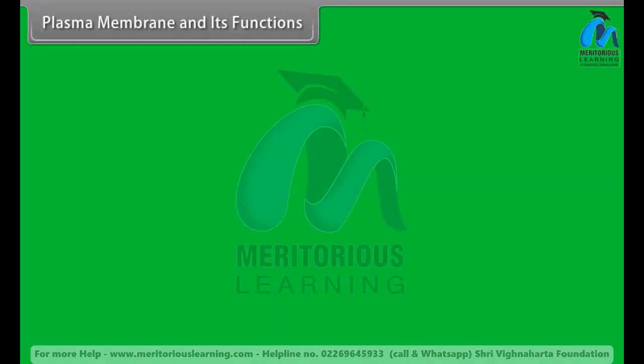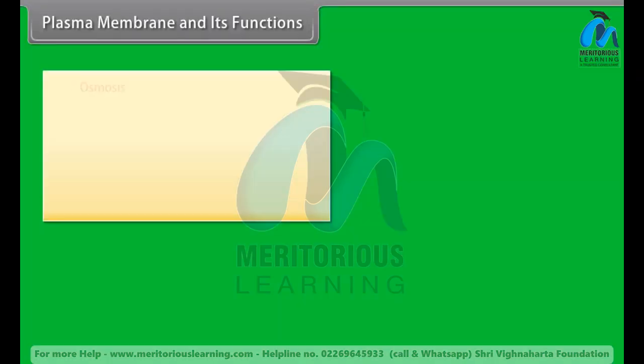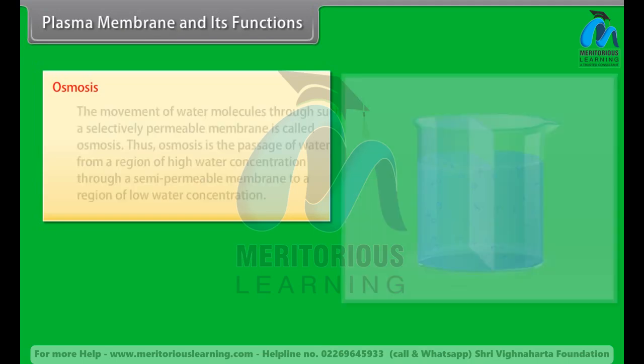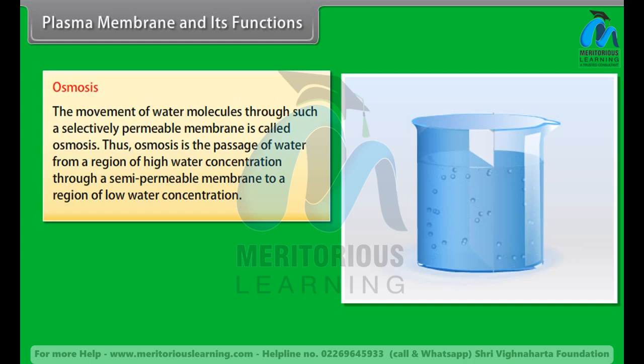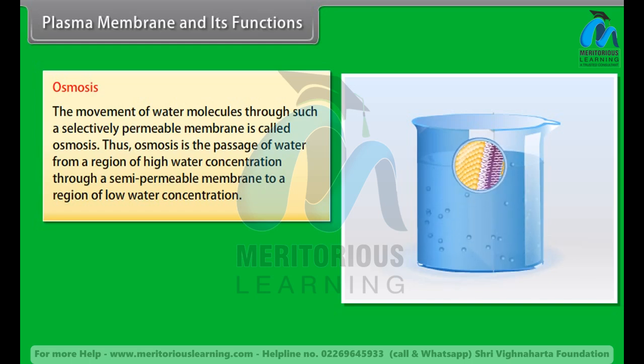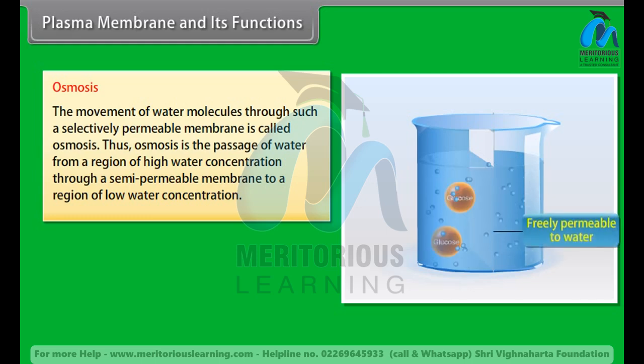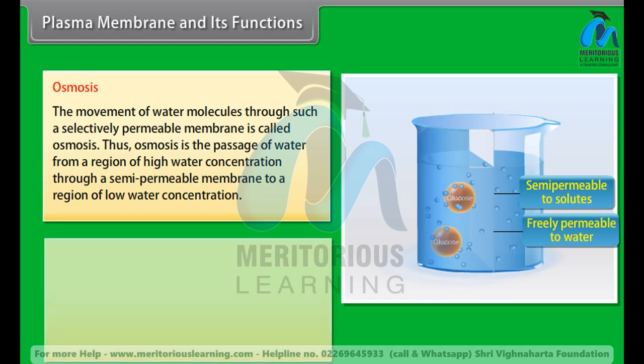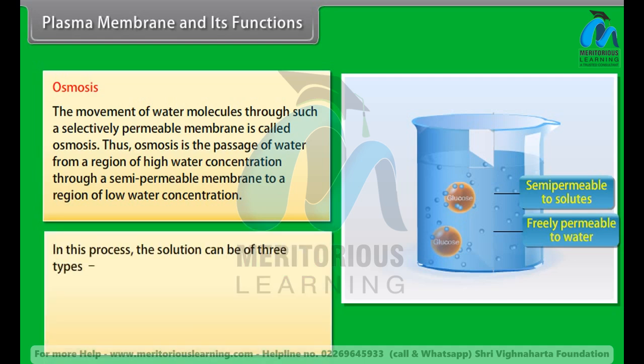Plasma membrane and its functions. Osmosis. The movement of water molecules through such a selectively permeable membrane is called osmosis. Thus, osmosis is the passage of water from a region of high water concentration through a semi-permeable membrane to a region of low water concentration. In this process, the solution can be of three types: hypotonic solution, hypertonic solution, isotonic solution.